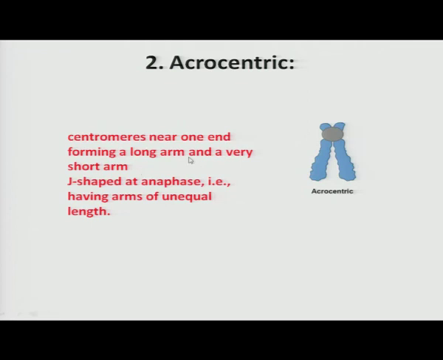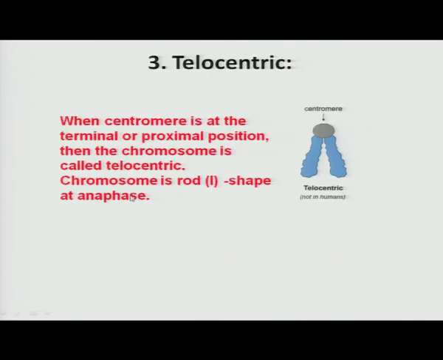One arm of the chromosome is a little bit smaller than the other arm, and because of that they appear J in shape. Next is telocentric. The centromere is present at the proximal, terminal end of the chromosome, which gives an I shape to the chromosome, and this is called telocentric.